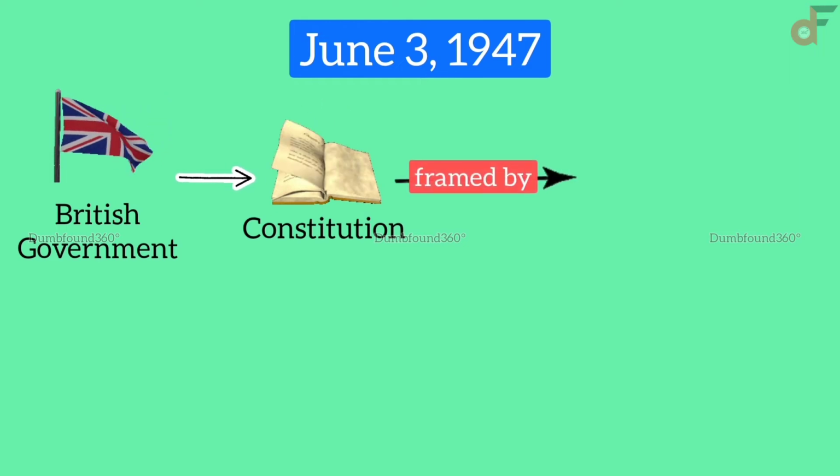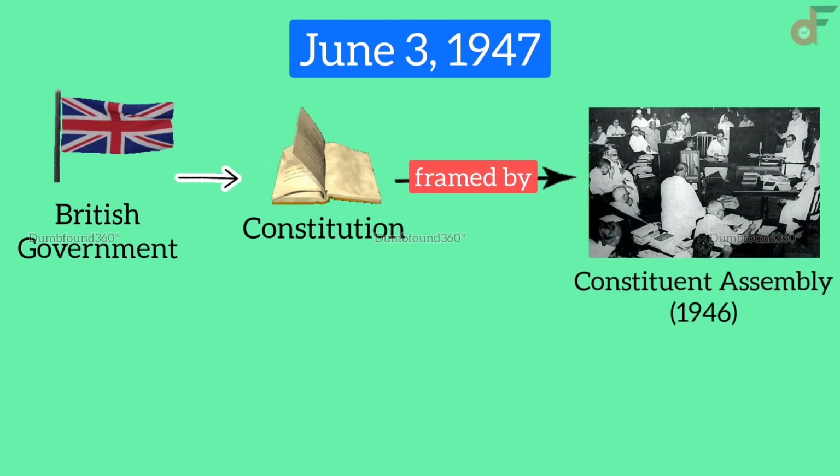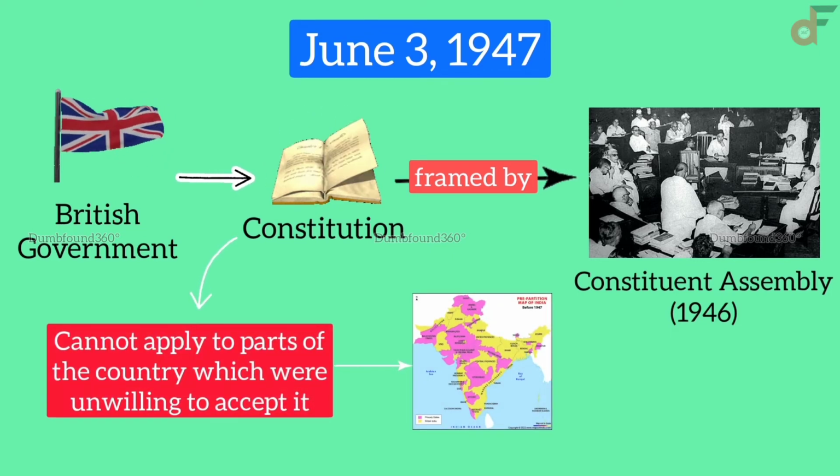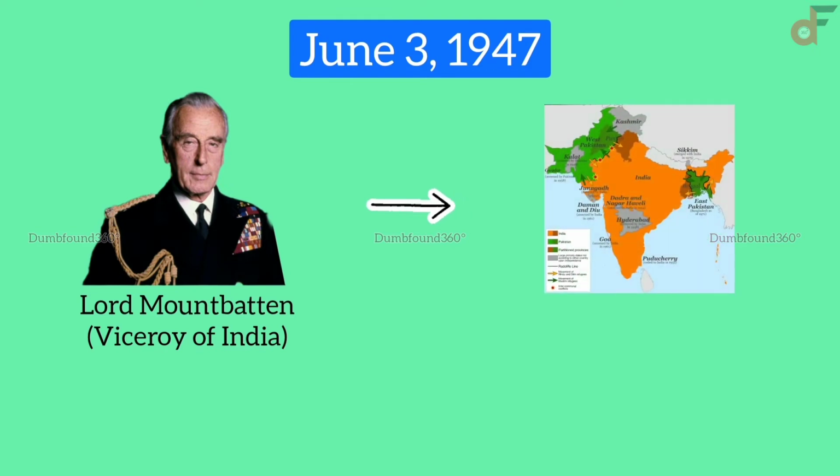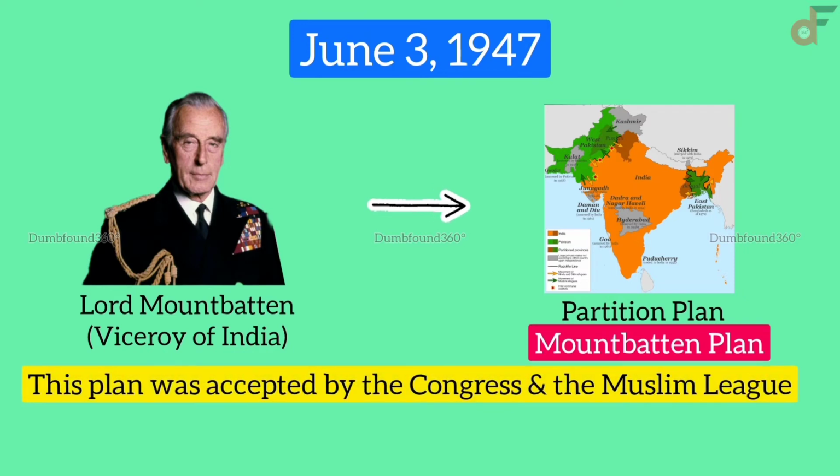Again on June 3, 1947, the British government made it clear that any constitution framed by the Constituent Assembly of India, which was formed in 1946, cannot apply to those parts of the country which were unwilling to accept it. On the same day, Lord Mountbatten, the Viceroy of India, put forth the partition plan, known as the Mountbatten Plan. The plan was accepted by the Congress and the Muslim League.